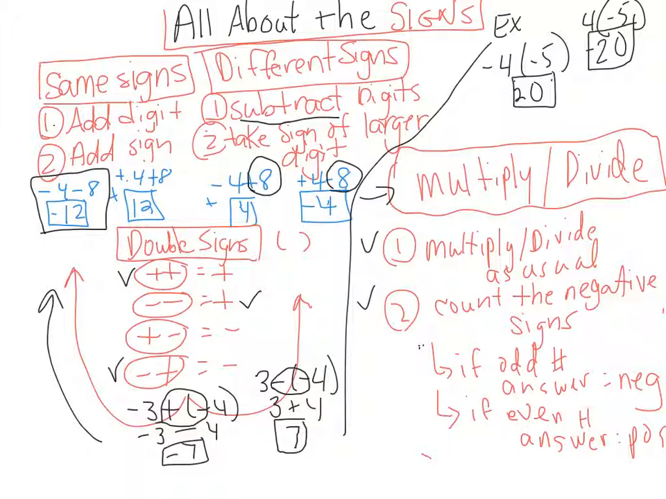Right over here. And it is, let's say we have negative 20 divided by 5. Well, we divide like normal. 20 divided by 5 is 4. There's 1 negative, so it's a negative 4 because it's an odd number. And there you go. I hope that helps. Thank you.